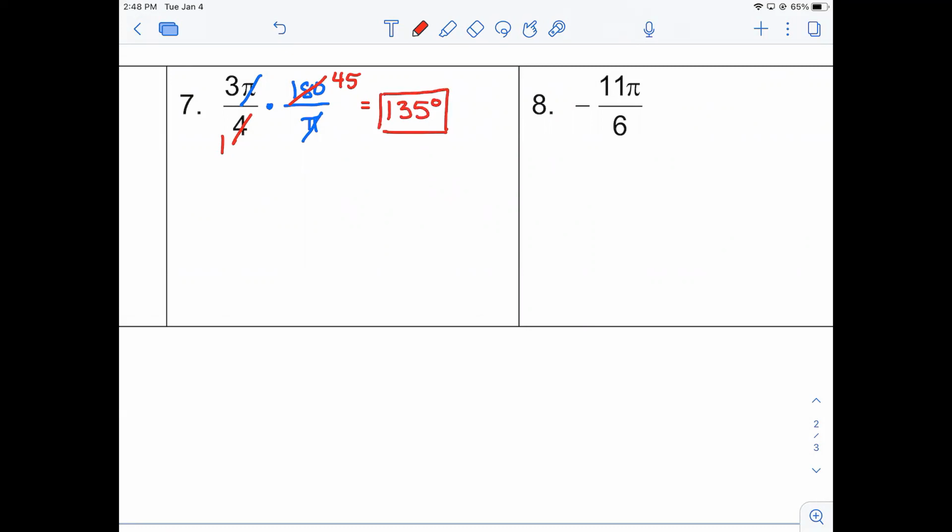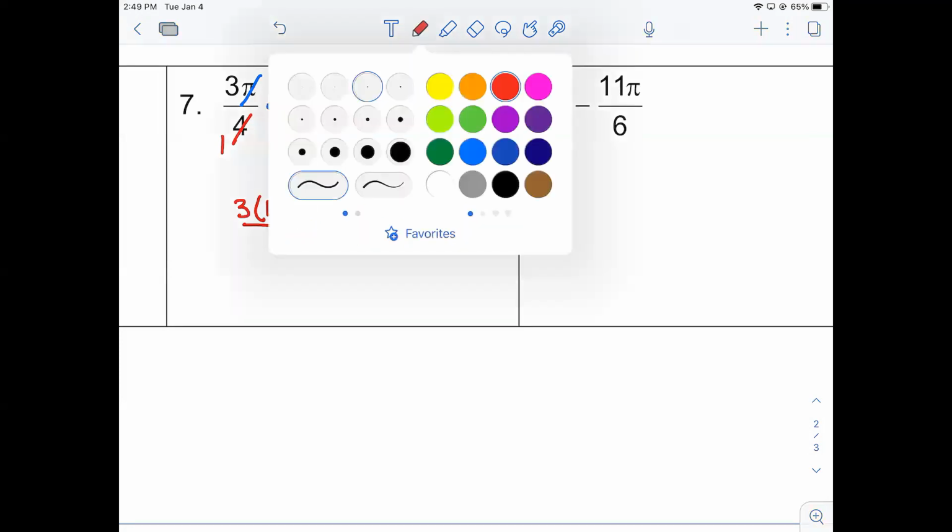Okay, if you're getting to use a calculator, which we should let you use the 4 function ones, you don't have to reduce first. You can multiply straight across, and then you would get 3 times 180 divided by 4, which is 540 divided by 4, which would just give you 135 degrees. So you can do it either way. If you have a calculator, you're welcome to do it the bottom way that I just wrote.